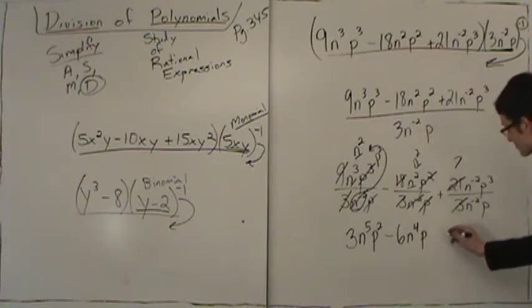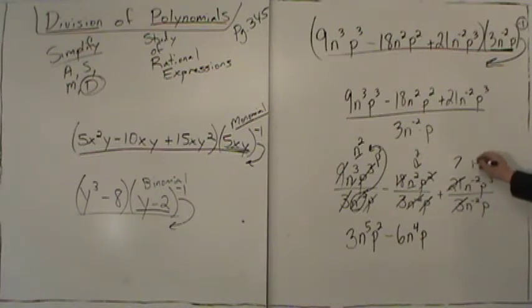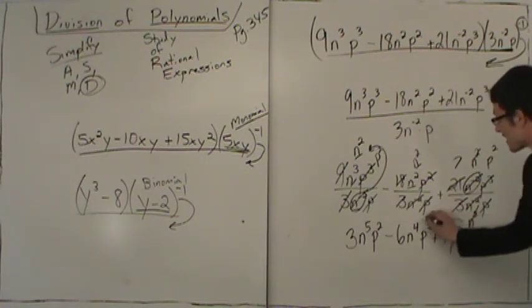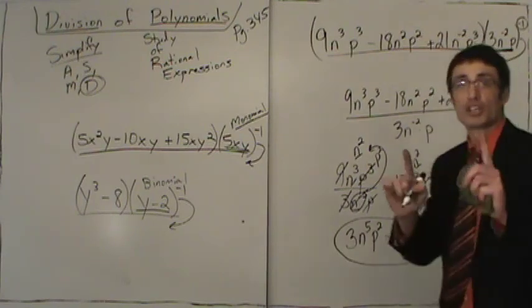Now, 3 cancels with 21, leaving a 7. N to the negative 2 on top moves to the bottom, becomes n squared on the bottom. And our n squared cancels with our n squared, leaving 1's and 1's. P cancels with p cubed, leaving a p squared. And our final answer is plus 7p squared. And you guys are done with this lesson. Good luck on your homework.